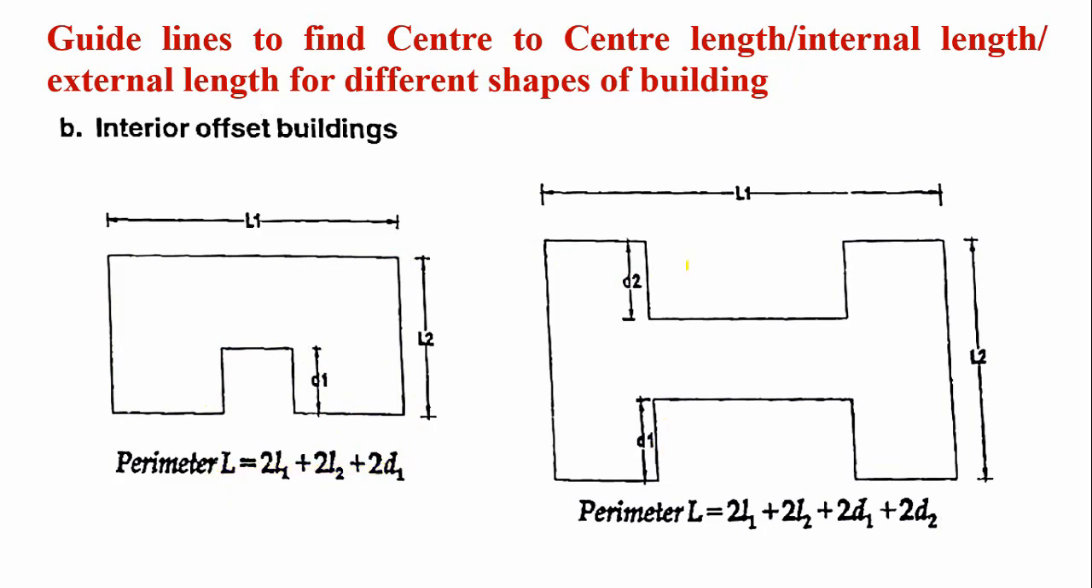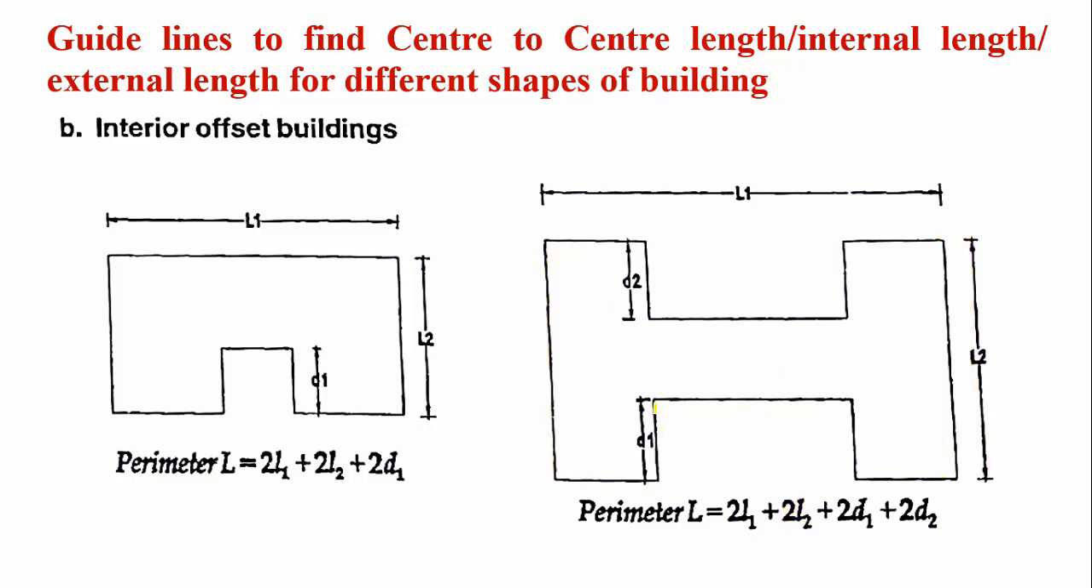Similarly, if you see this building now, here we have the interior offset. This horizontal length is L1. That means if we take this horizontal portion, this horizontal portion and this, that is equal to L1. Similarly, you take this plus this portion plus this portion. Therefore it is L1. So this will be equal to 2 times L1. Next, if you take this as L2, this horizontal portion plus this horizontal portion, therefore it is 2 times L2.